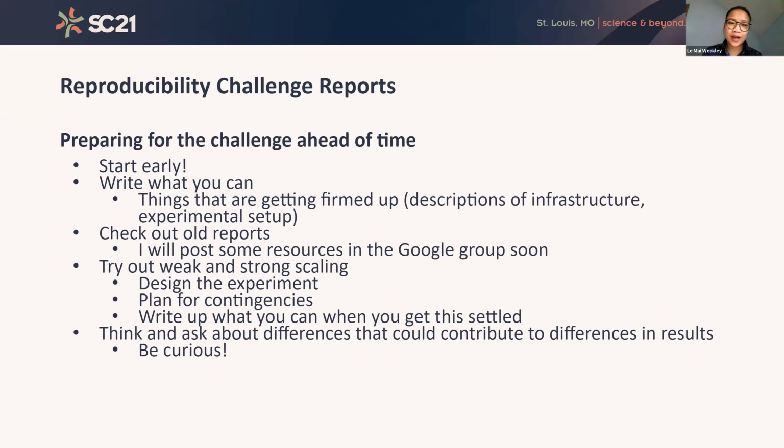So prepare for the challenge ahead of time. As I mentioned before, this might be your first encounter with a technical paper and writing a journal quality paper as well, so start early. The September 17th deadline to give your infrastructure is coming up, so these things are getting firmed up. Write what you can. You can talk about what your infrastructure is like, what the architecture is, and what you're planning to use for your software. Again, I'll be sharing some old reports, so take a look at that.